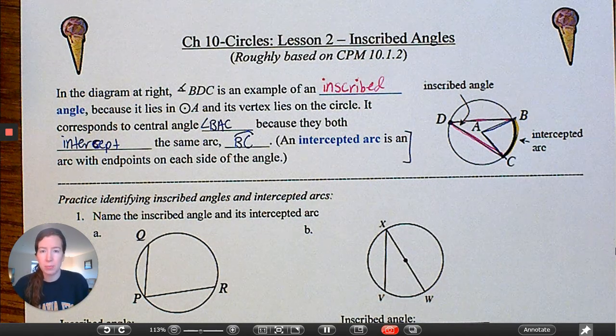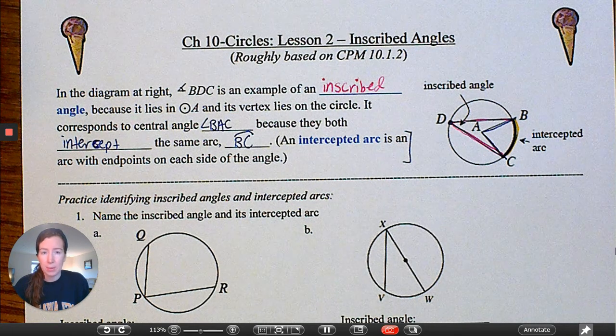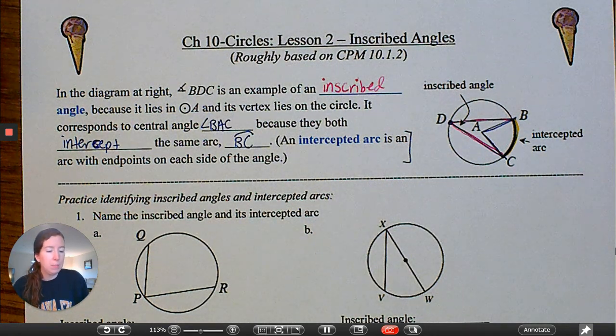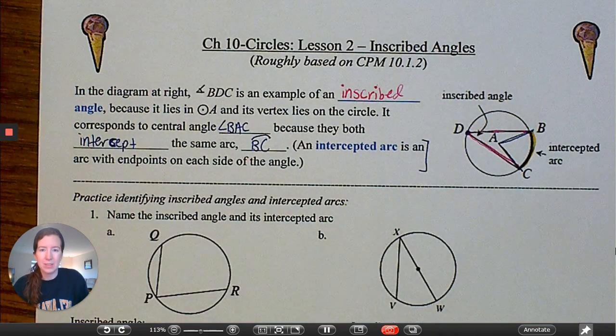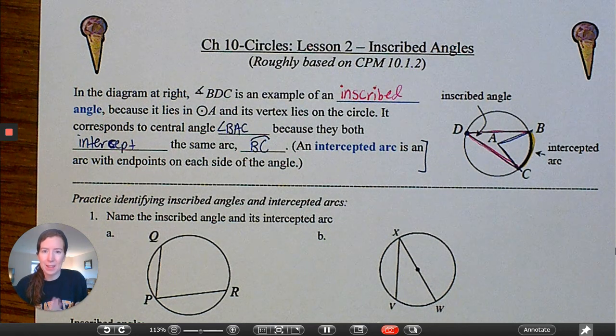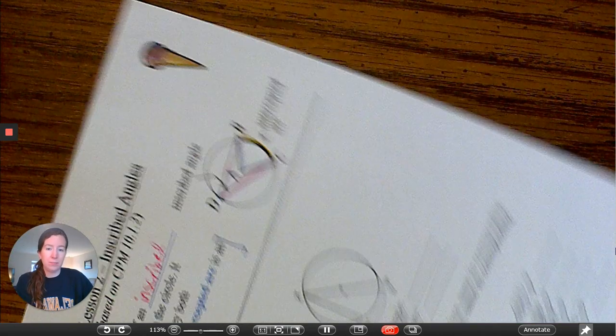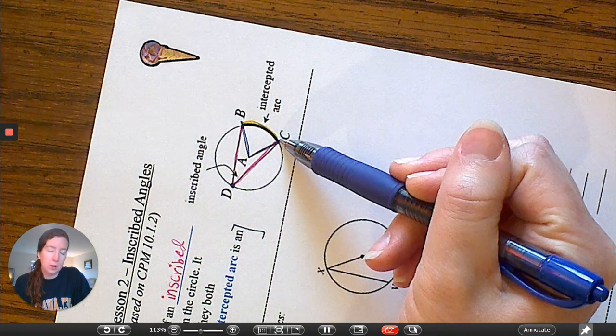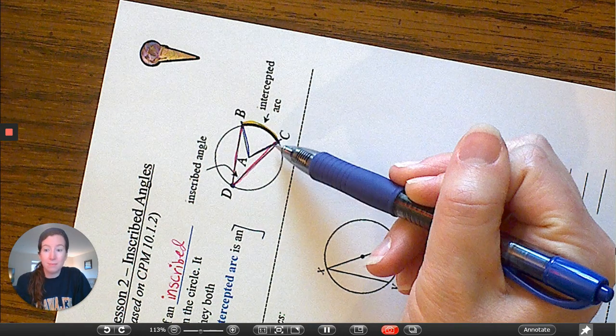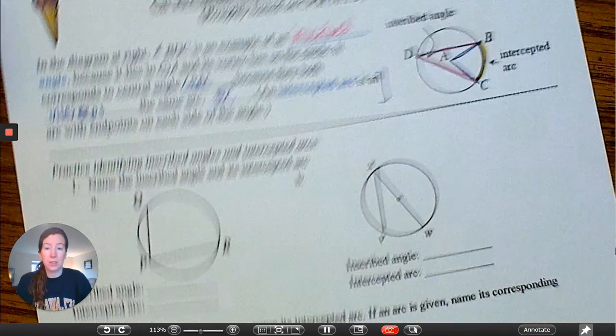So let's just do a little bit of practice first with identifying inscribed angles and intercepted arcs. Now you might be wondering why there are ice cream cones up at the top of your notes. Something that helps me, and I've heard this trick a lot, is to think of inscribed angles as ice cream cones, the cone itself, and then the intercepted arc as the ice cream on top of the cone. So like if I turn my page a little bit, you can kind of see how this angle makes the pointy cone, and then the arc makes the very shallow scoop of ice cream on top.